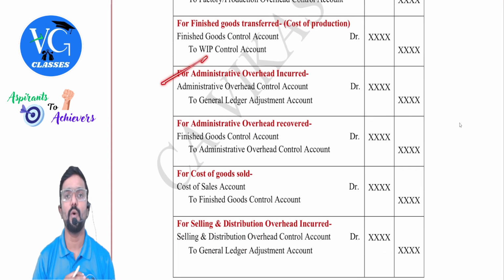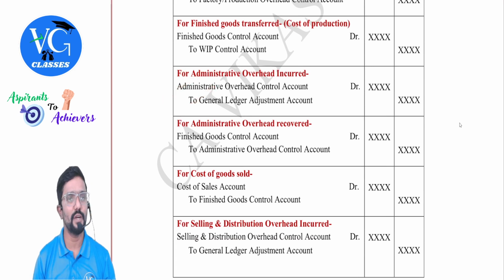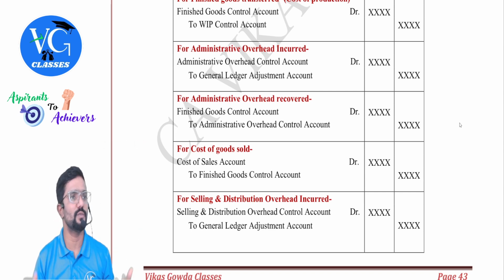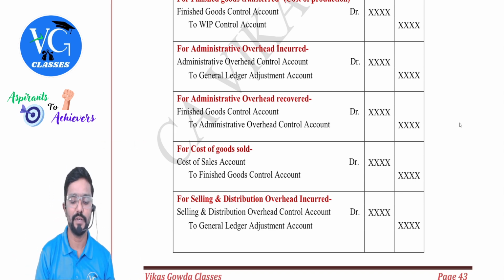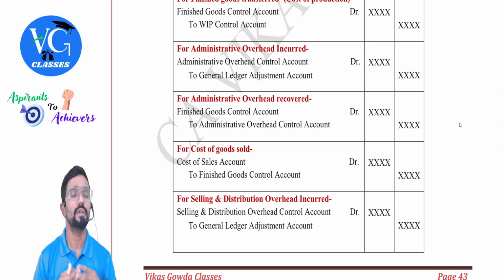Then for administrative overhead incurred, overhead account debit to general ledger. And observe, which is the next account, guys? Finished goods. Who will absorb it? Finished goods. So debit the receiver, credit the giver: finished goods control account to administrative overhead control account.